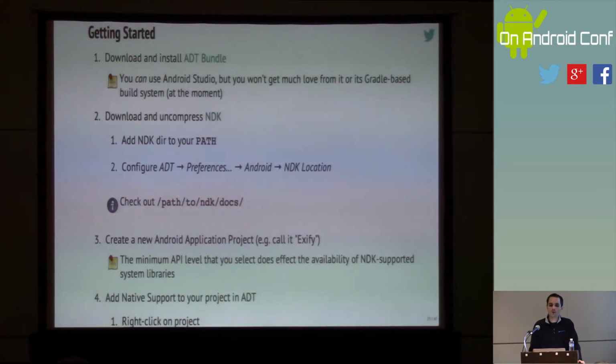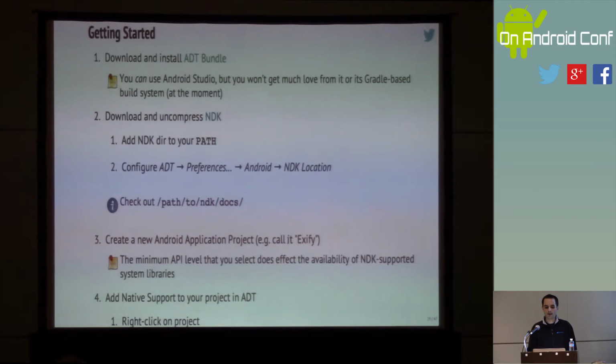So that's step number one. Step number two is you download the NDK. You can just unzip it, untar it somewhere, depending on the platform. And one thing I'd like to do is add it to my path. Then inside of ADT, or Eclipse, you configure the NDK location. By doing so, Eclipse is able to do builds right within the Eclipse environment. And then we create an application project.